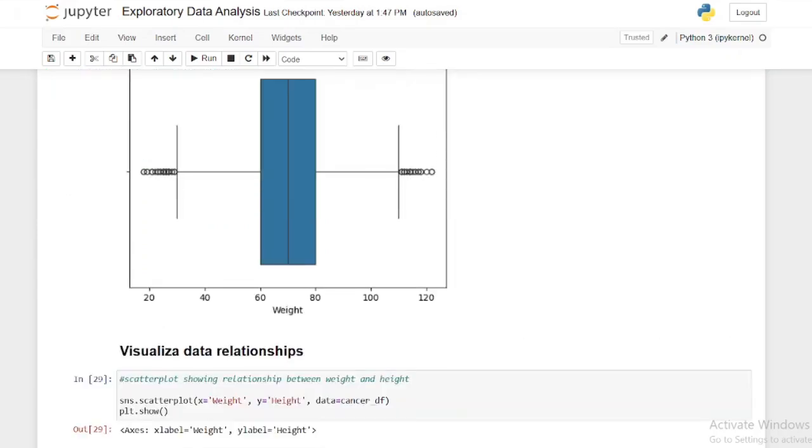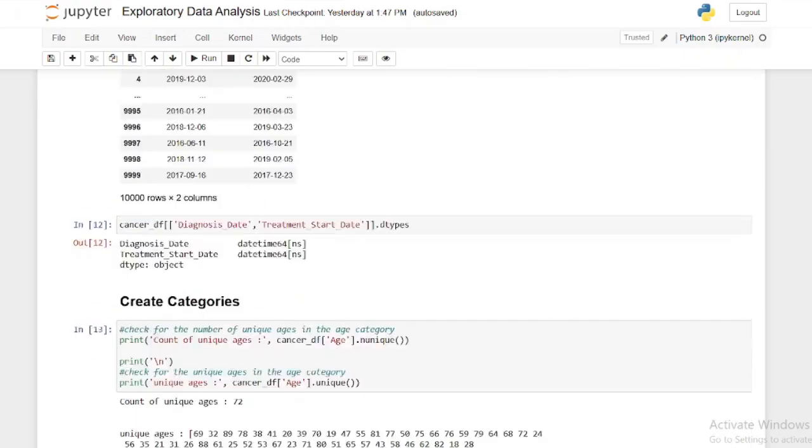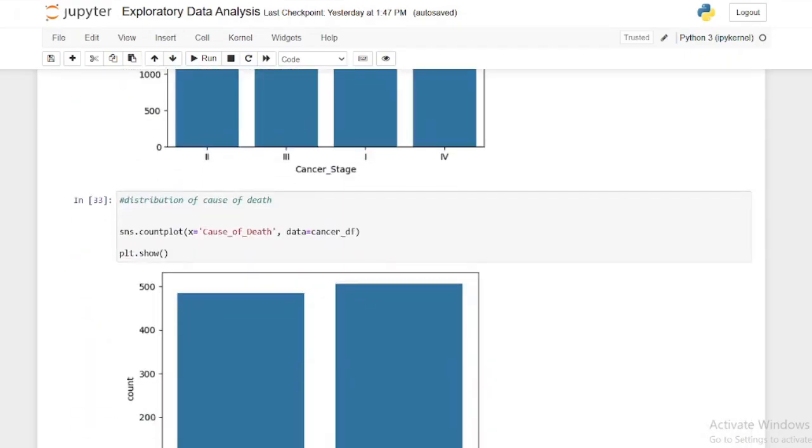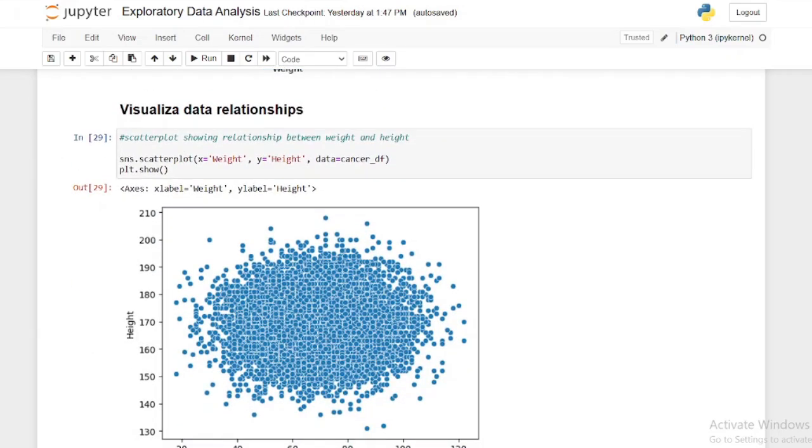Now we can go ahead and visualize relationships. So let's go back to our exploratory data analysis step. We'll be visualizing data relationships, looking at some columns and seeing how they relate to one another. The first visualization we'll be looking at is a scatter plot. A scatter plot is used to show the relationship between two numeric columns, right? So we'll be looking at the weight column and the height column, and we're trying to see if there's any relationship between these two columns.